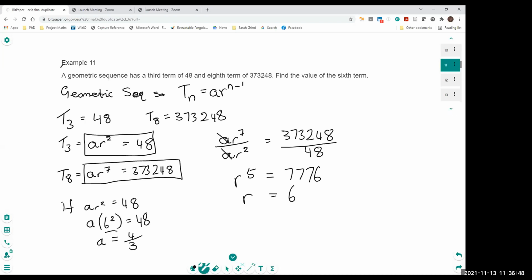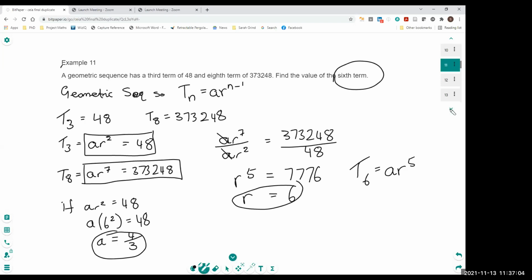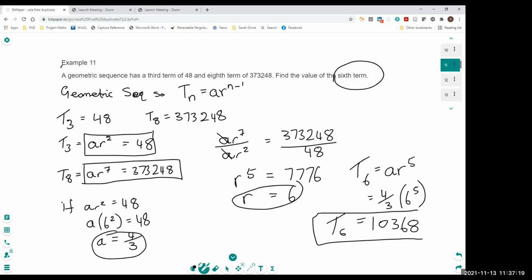So now we have A and we have R, and we need those to solve for T6. So the next part is to find the value of the sixth term. So T of 6 is equal to A R to the power of 5, and that's equal to 4 over 3 by 6 to the power of 5, and that's equal to 1036. That's the value of the sixth term.